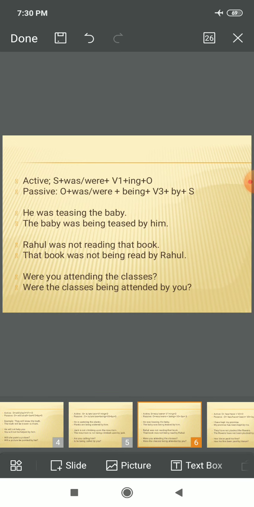Next is, again, as simple as that. Was, were is there. First form, verb's first form plus ing. See the similarity between these two.